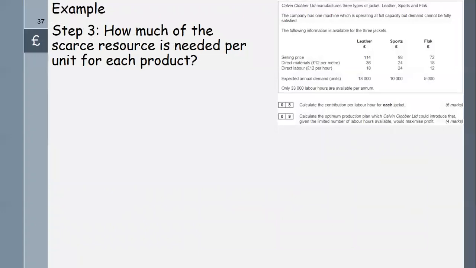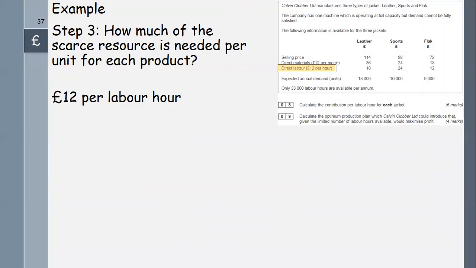Step 3 is we are limited by the hours though, so you need to work out how many hours, so how much of the scarce resource is needed per unit. So it says in the question that those costs there are £12 per hour. So we need to work out how many hours does it take to make a leather jacket, a sports jacket, and a flak jacket. Well, £12 per hour, and leather takes 18 hours.